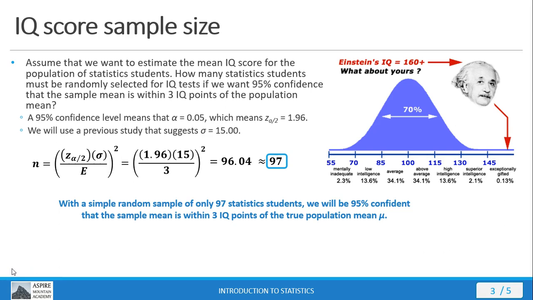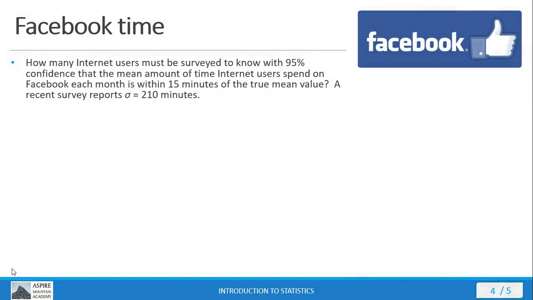97 is not really all that much, but that's the way the numbers work out, so that's what it is. Let's look at another example involving time on Facebook. How many internet users must be surveyed to know with 95% confidence that the mean amount of time internet users spend on Facebook each month is within 15 minutes of the true value? A recent survey reports that the population standard deviation is 210 minutes.